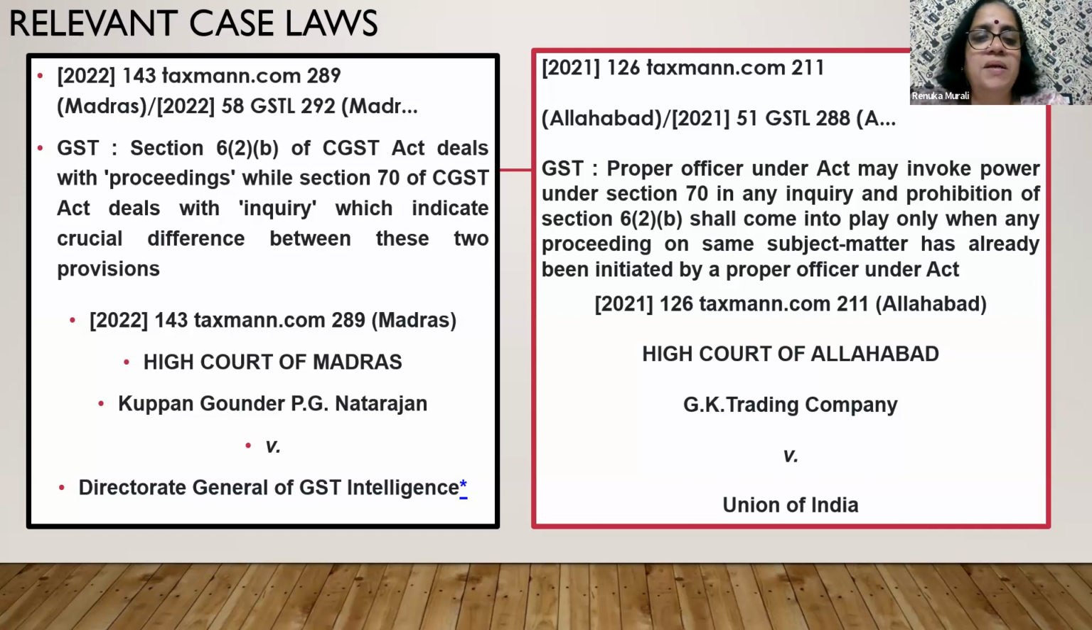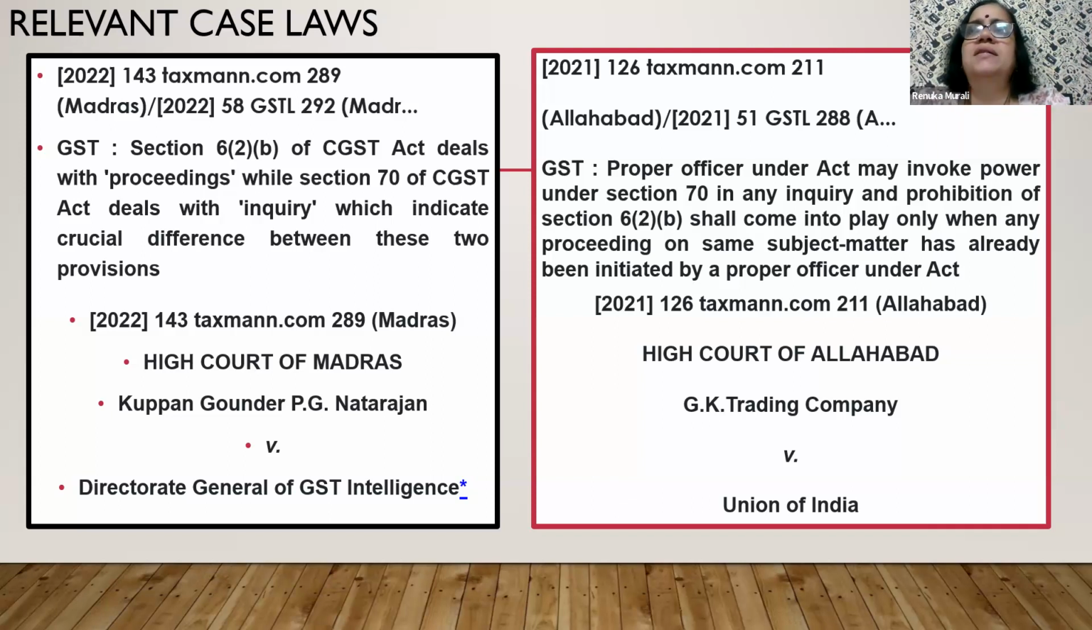One is Koupon Counter PG Natarajan versus Directorate General of GST Intelligence. It's a 2022 case, and another one is GK Trading versus Union of India. In both the cases, the respective honorable high courts have explained. In fact, Koupon Counter PG Natarajan is nothing but the owner of KPN Travels, a very popular travels company in South India, running fleets of buses. It was a 24 pages judgment which I happened to read. I'm just giving the crux of it because of shortage of time.